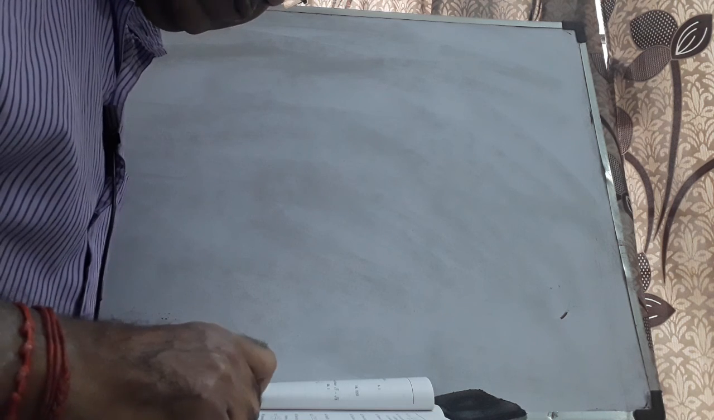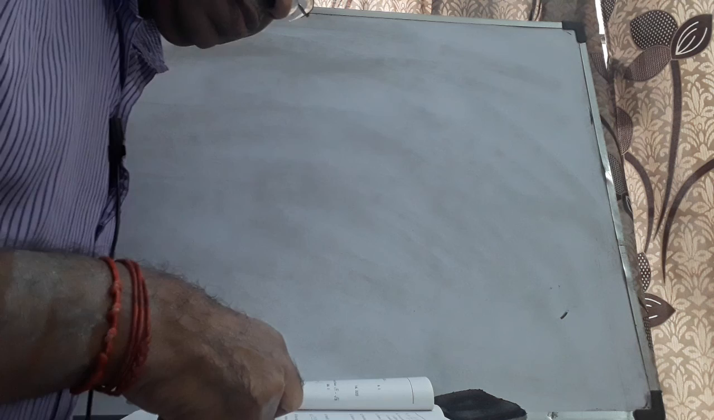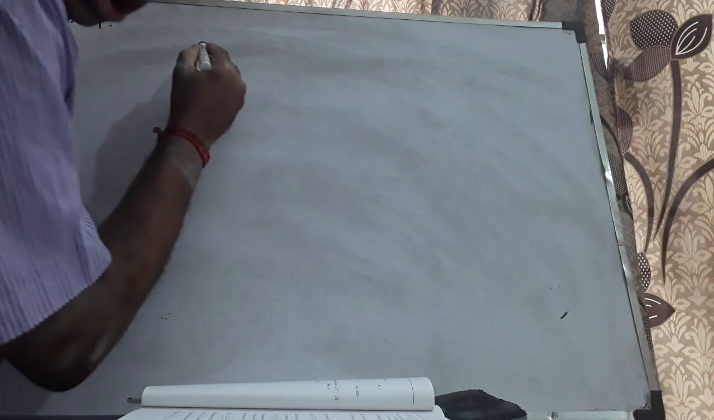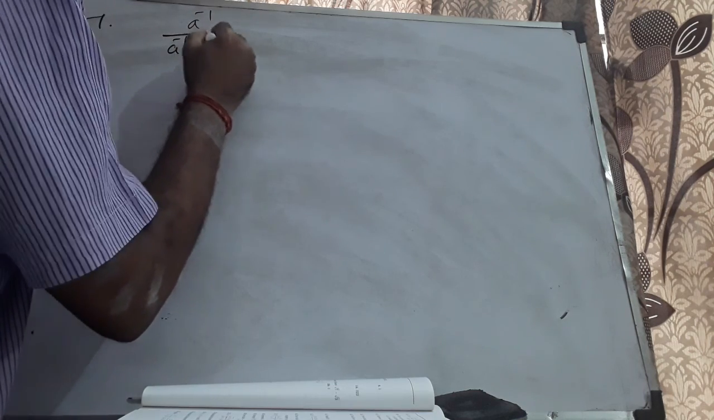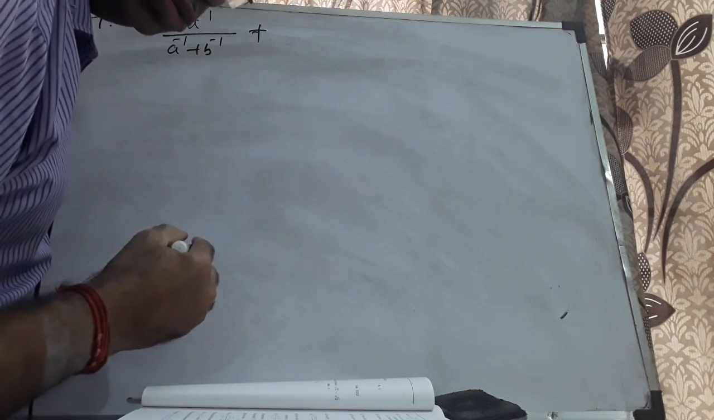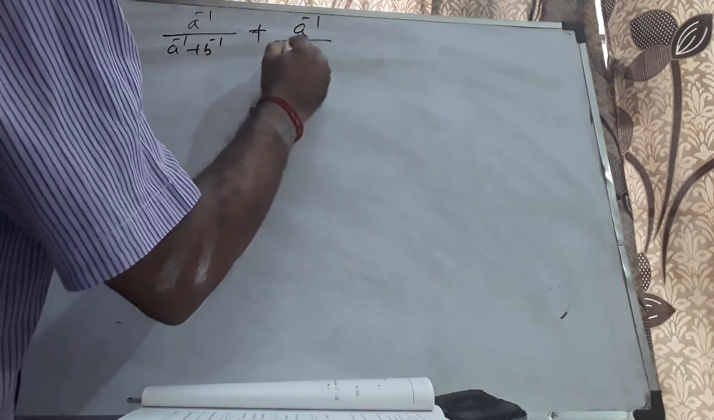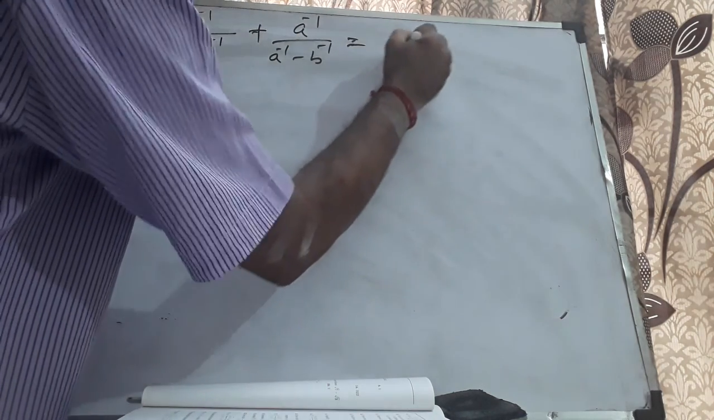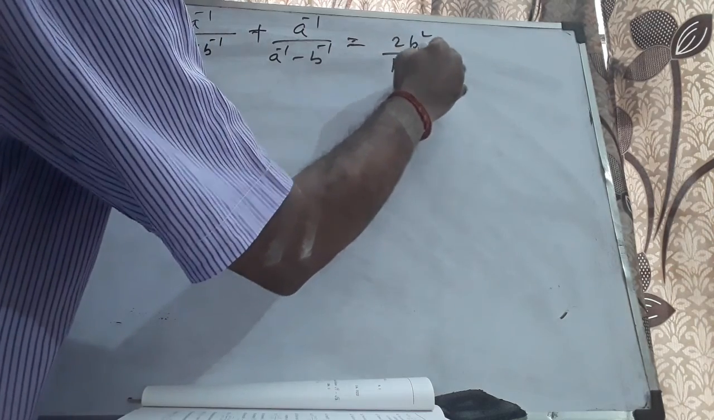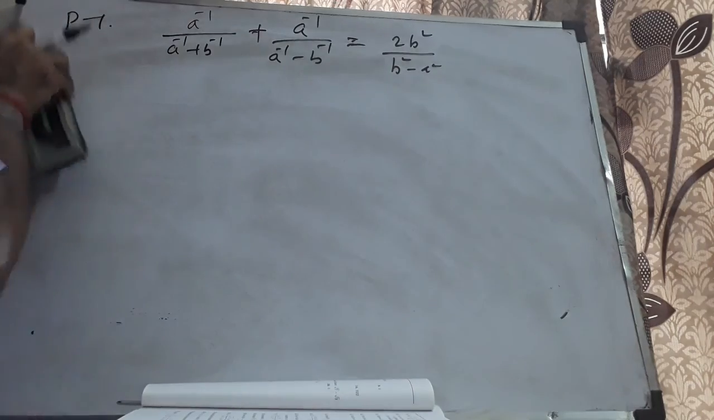Just listen carefully. Prove that (a^-1 + b^-1... ) that is, a^-1 divided by (a^-1 + b^-1) plus a^-1 divided by (a^-1 - b^-1) equals 2b² by (b² - a²). Let me start with the LHS.